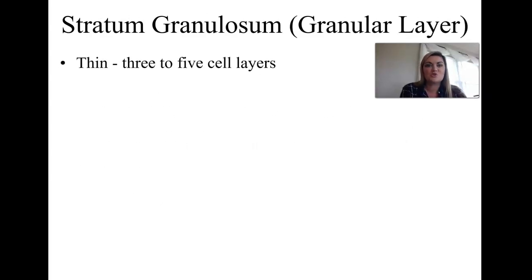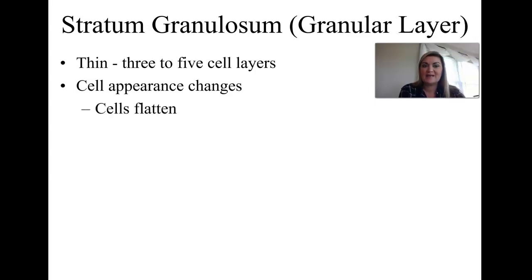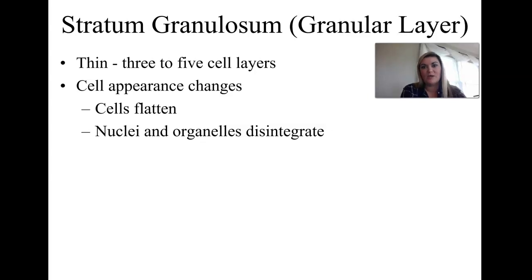Next, we're moving on to the stratum granulosum, or referred to as the granular layer. This is going to be thin. It's only going to be about 3 to 5 cell layers thick. The cell appearance changes as it goes towards the top. Here, they're going to start to flatten out. The nuclei and organelles are going to start to die and disintegrate because they have moved away from their food and oxygen supply to the point where they're not receiving sufficient amounts of nutrients now.